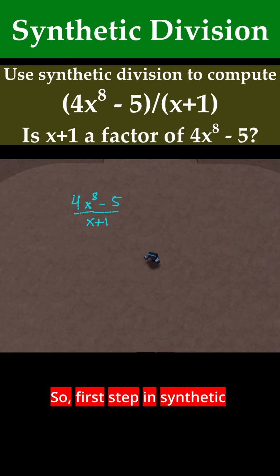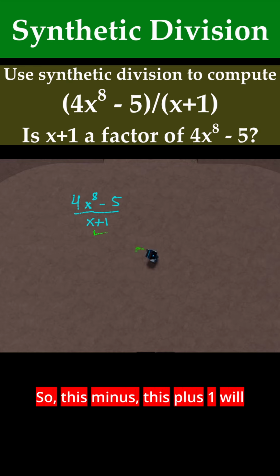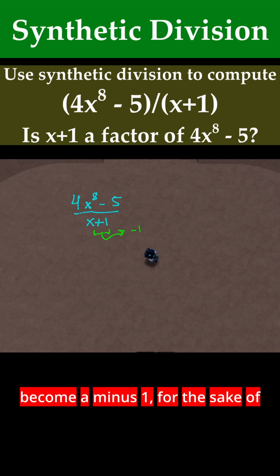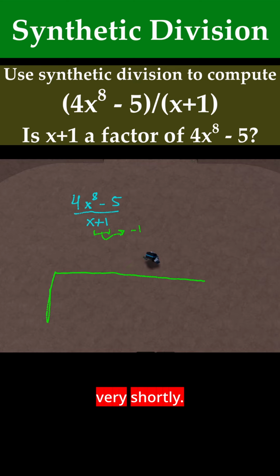Well, let's see. So first step in synthetic division, you take the number in the denominator, and you flip it. So this plus 1 will become a minus 1 for the sake of synthetic division. Next, you set up the synthetic division table. And it's going to be quite long, as you'll see why very shortly.